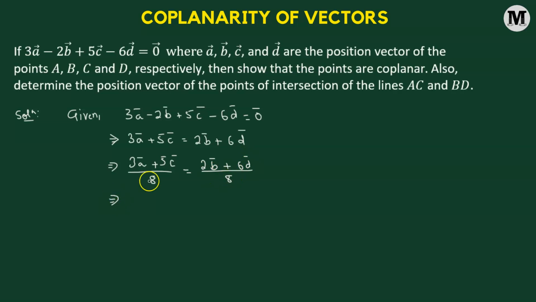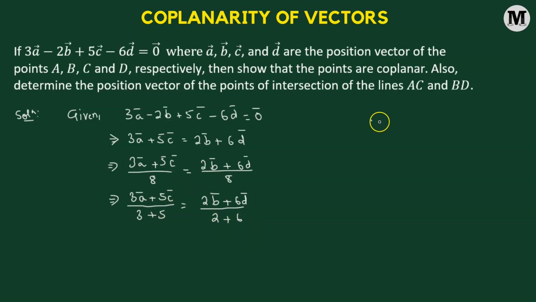Now we're going to rewrite the denominator of each of the two expressions. So 3a vector plus 5c vector, now we can rewrite the denominator as 3 plus 5, and we can rewrite the right side as 2b vector plus 6d vector whole divided by 2 plus 6. Okay, now let's try to understand each of the two expressions.